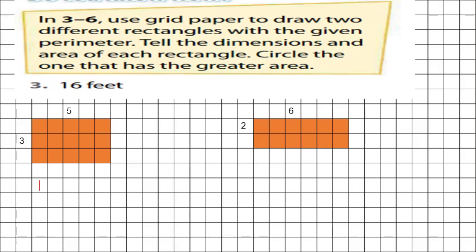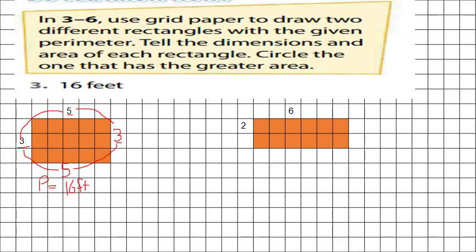So quickly tell me how we can find the perimeter. Excellent, by adding all the sides. If this side is 5, so this side will be, very good, 5. If this side is 3, so this side will be, excellent, 3. Now quickly add all the sides and tell me the sum. Excellent, it is 16 feet. Very good.